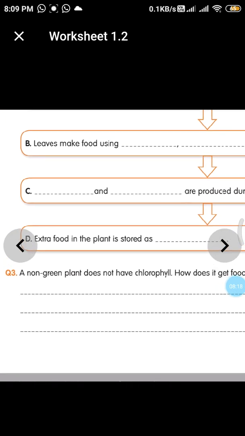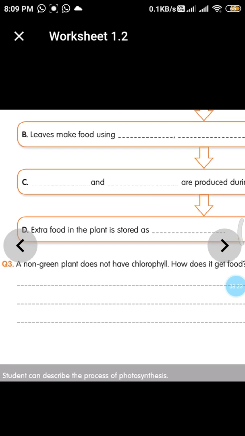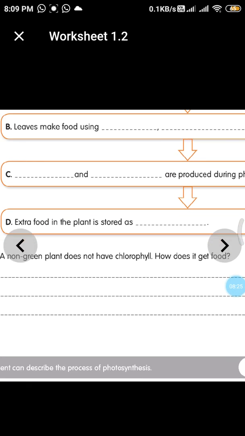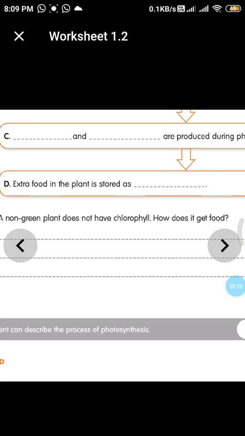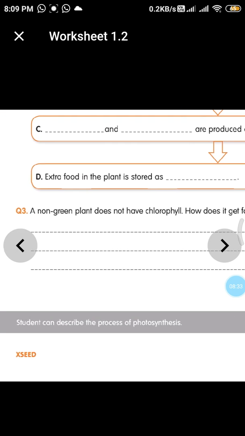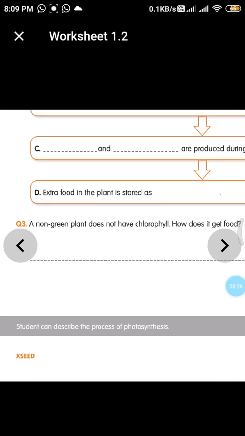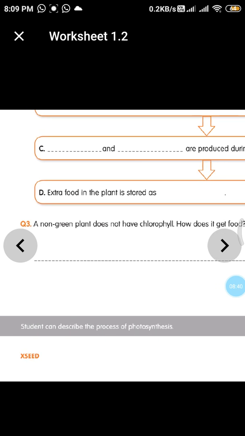And dash are produced. So after the photosynthesis process, what are produced? Oxygen and sugar. Now the last one, extra food in the plant is stored as starch. Okay children, so can you write all this? Yes, you can, because you are understanding the content.